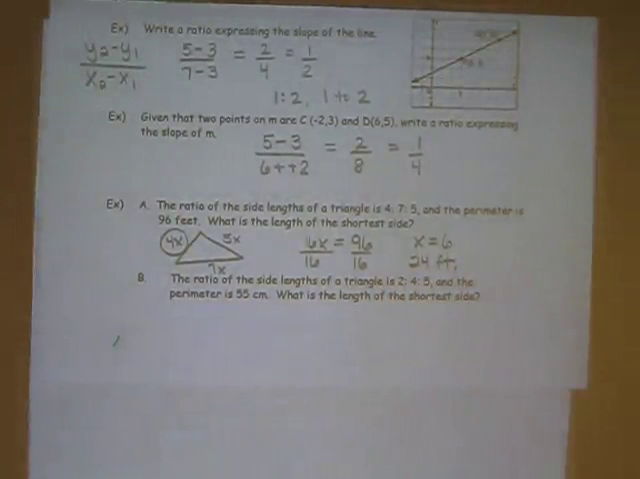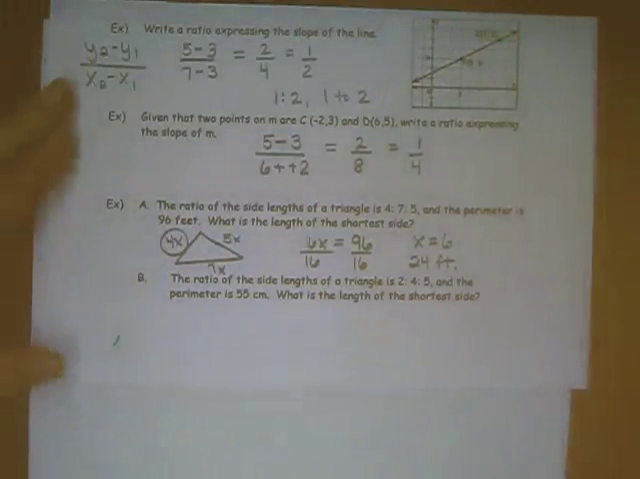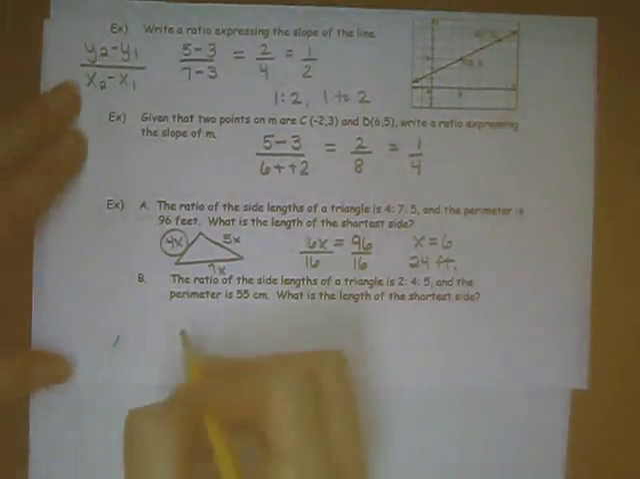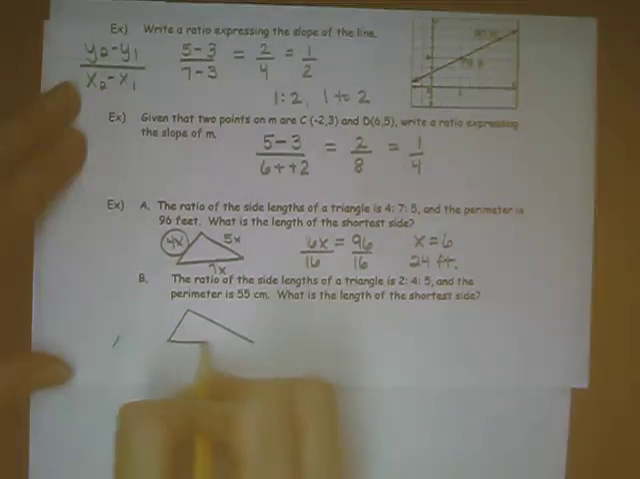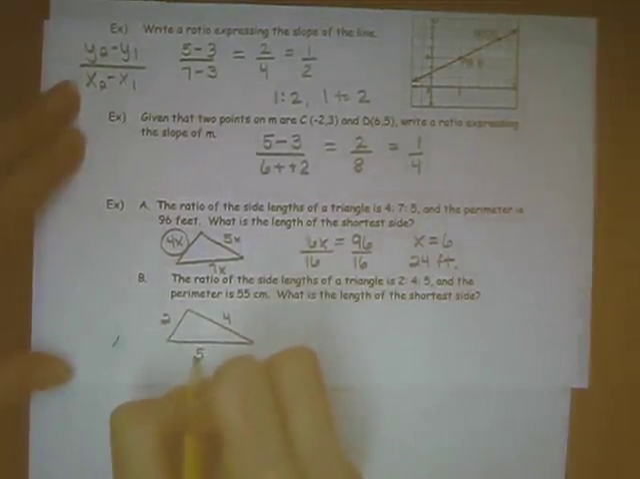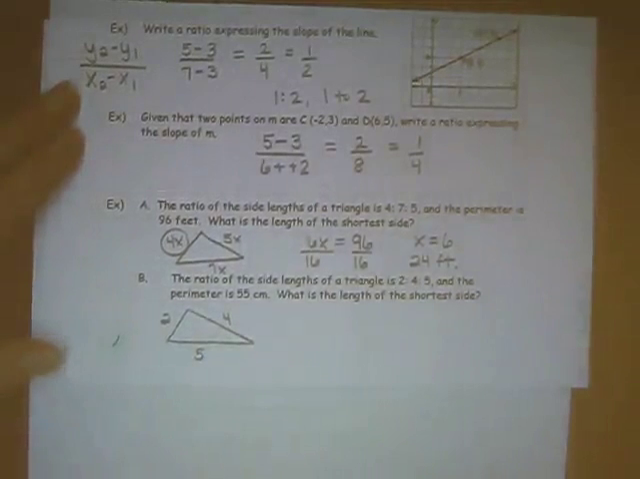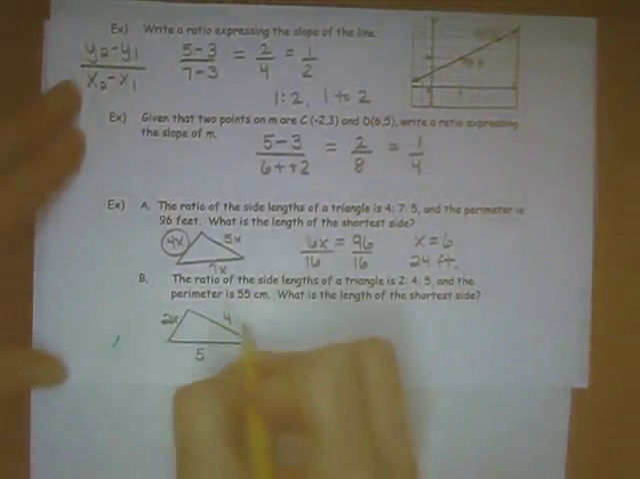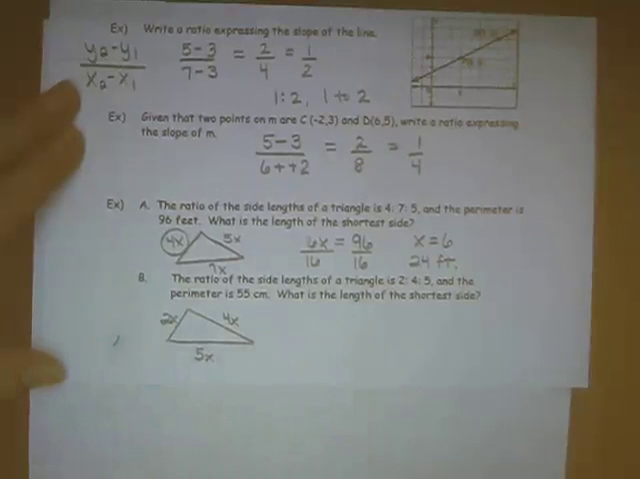Let's try another example. The ratio of the side lengths of a triangle is 2 to 4 to 5, and the perimeter is 55. What is the length of the shortest side? We again are going to draw a triangle to represent the situation. We're going to label our sides. Because it is a ratio, it is a correlation among sides, so you need to include the variable x.